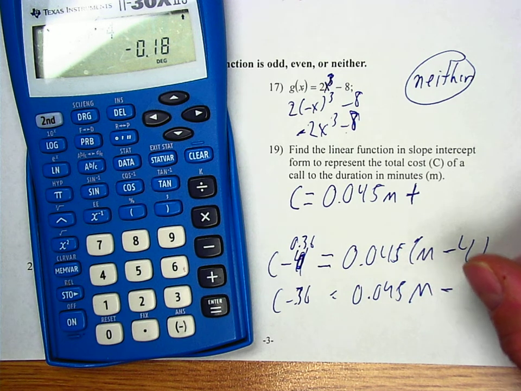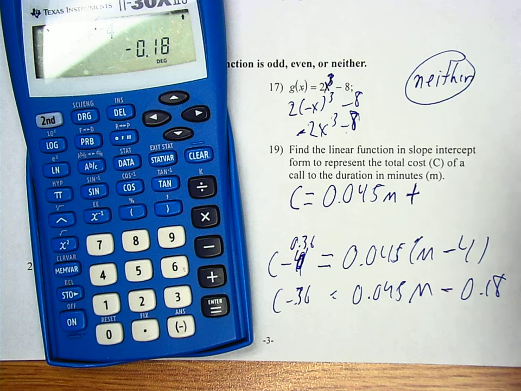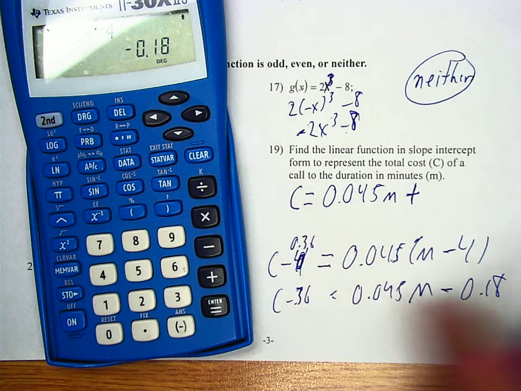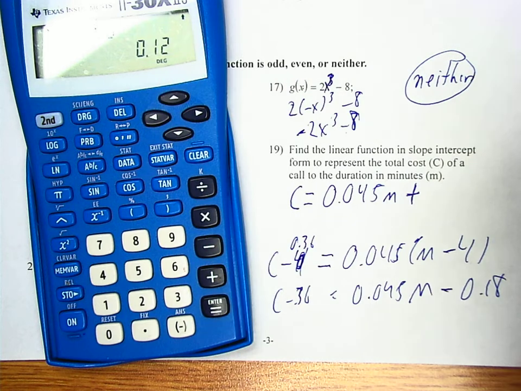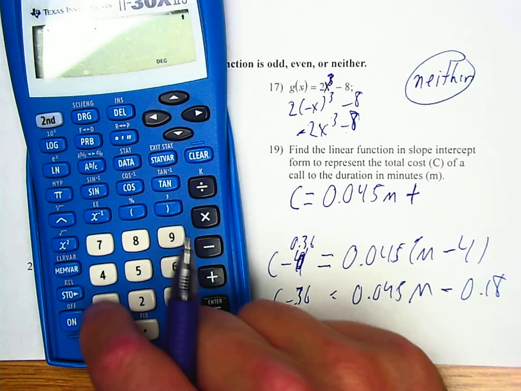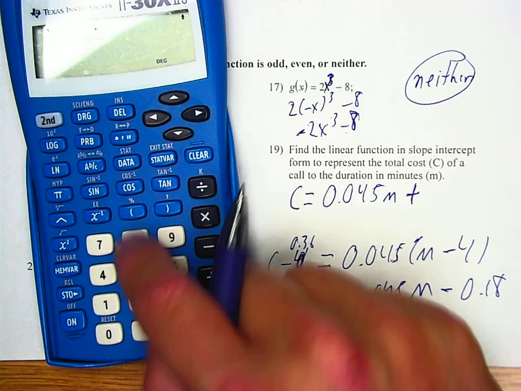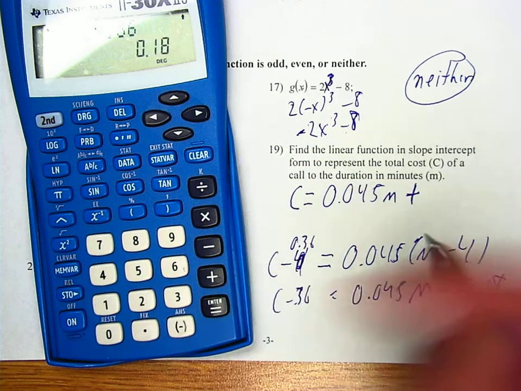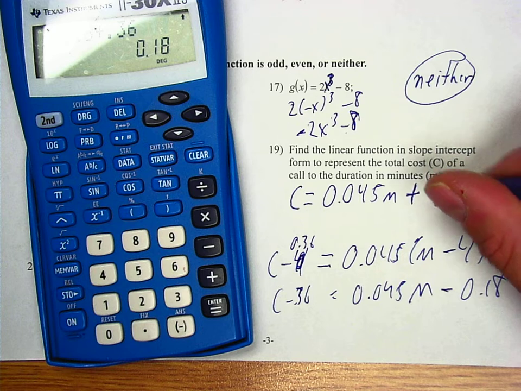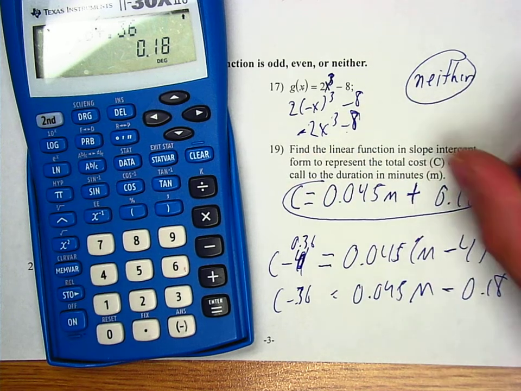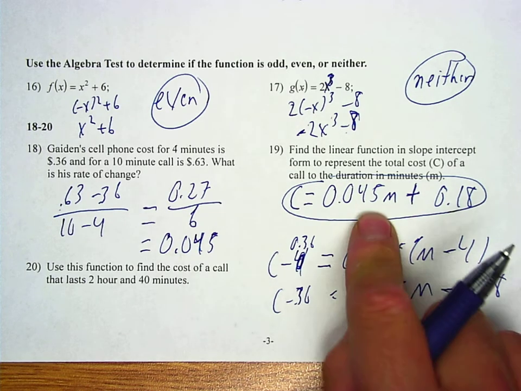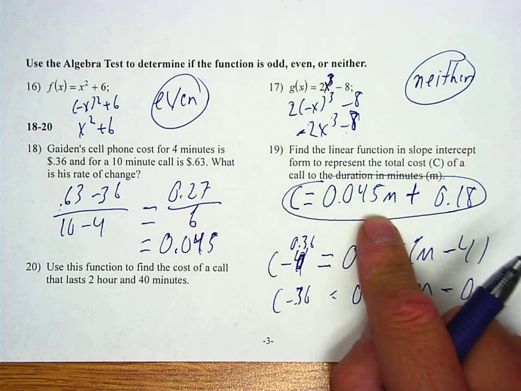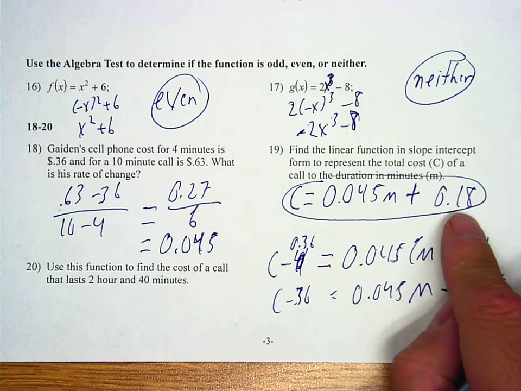I'm going to add the 0.36 to the negative 0.18, and I'm going to get 0.18. I did 0.3 there on the calculator. So my y-intercept is 18 cents, in other words. I needed to find a y-intercept there to write the equation. I had a slope of 4.5 cents per minute, but I needed an 18 cents. I needed a y-intercept there.